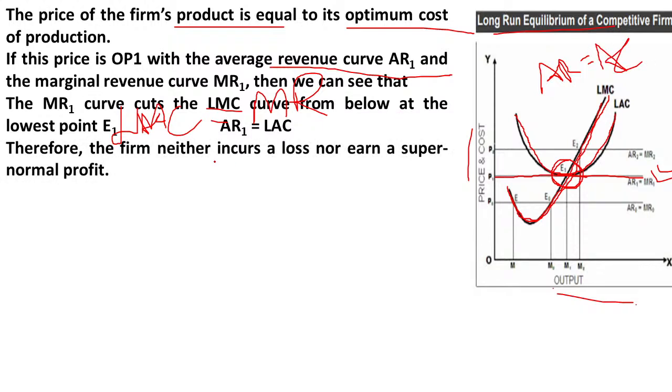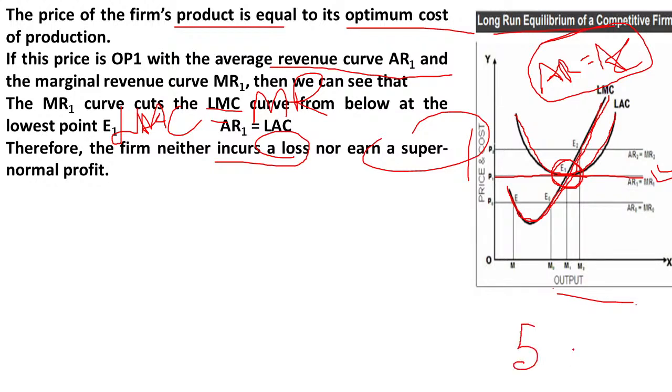Therefore, the firm neither makes a loss nor earns supernormal profit. In this case, average revenue is equal to average cost. The same you have studied under the short run also. For example, I have produced a pen. The cost of the pen is 5 rupees, and I am selling it at 5 rupees only. The price is also 5 rupees. So in this case, the firm will not make any loss, and will not earn any profit.